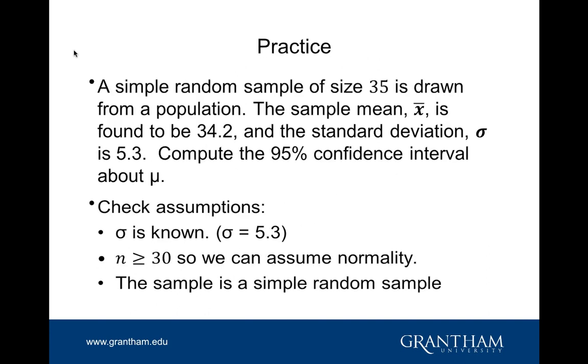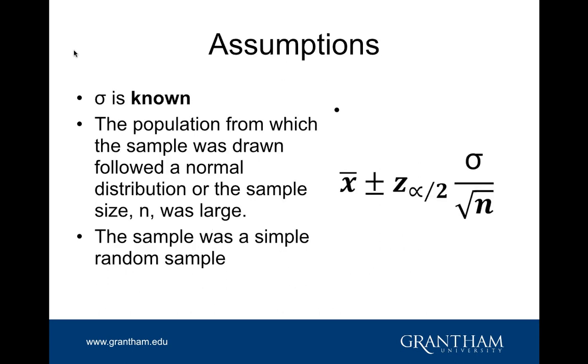Here is an example. A simple random sample of size 35 is taken from a population where the sample mean is found to be 34.2. The standard deviation for the population is 5.3, and we're asked to compute a 95% confidence interval about the mu. Now, the first thing that we have to do before we can compute the confidence interval is make sure the assumptions hold true. Now, let's go back to the previous page.